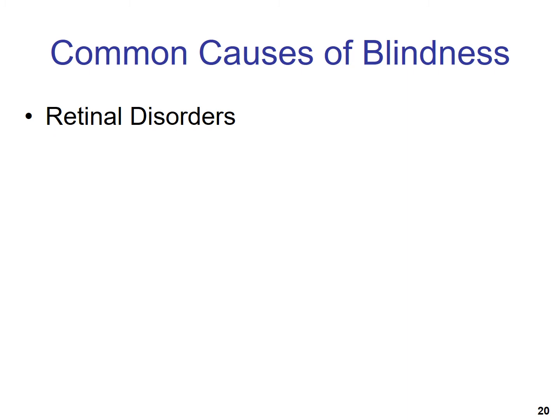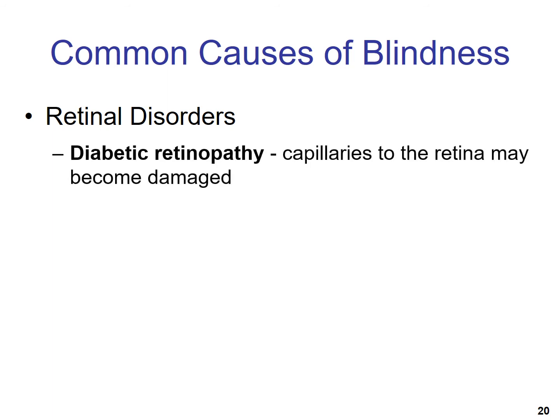Okay, so the next thing we're going to talk about is retinal disorders, and this is something that I mentioned before, diabetic retinopathy, in which capillaries to the retina can become damaged. And when this happens, you can get blocked vessels and hemorrhages. What's happening there is that you get rods and cones that are not receiving their normal blood supply.